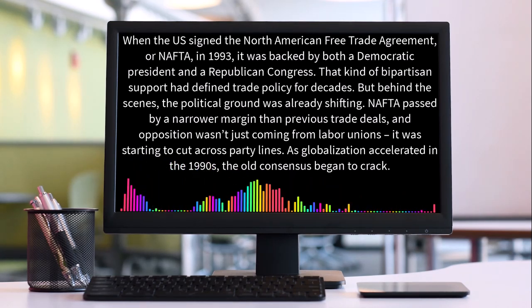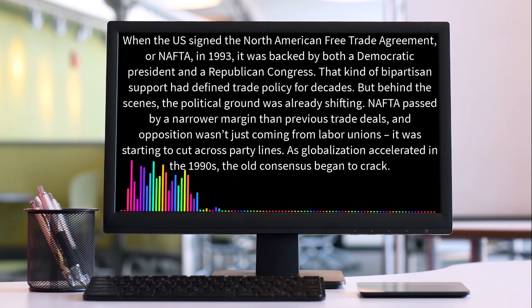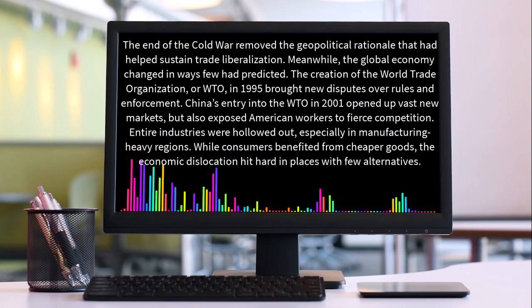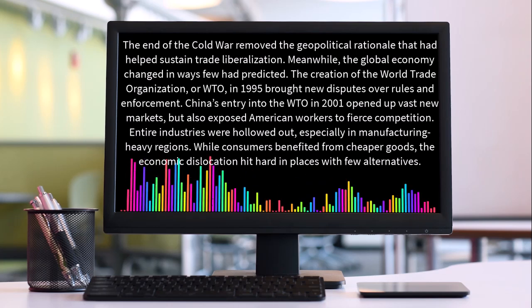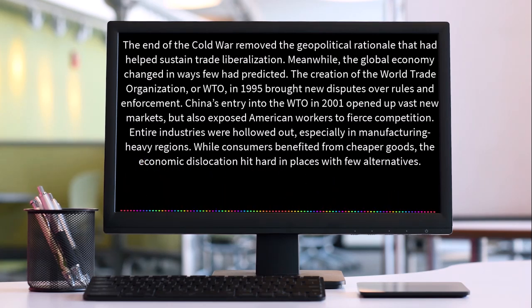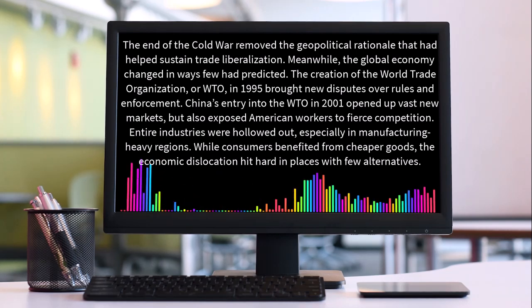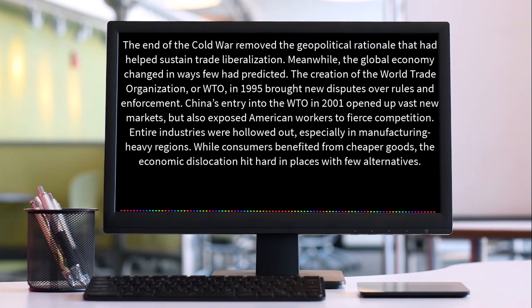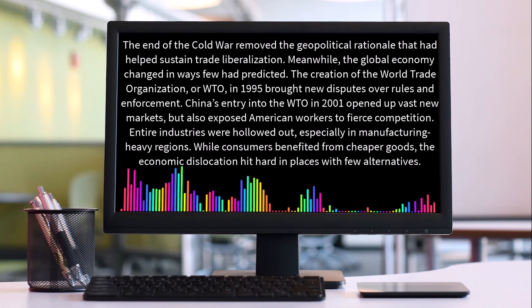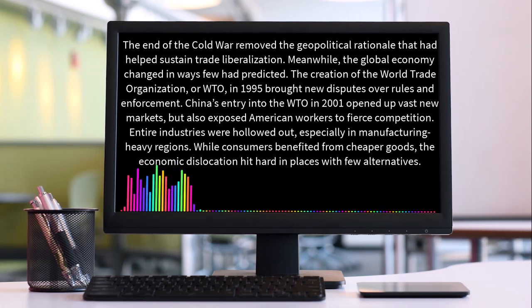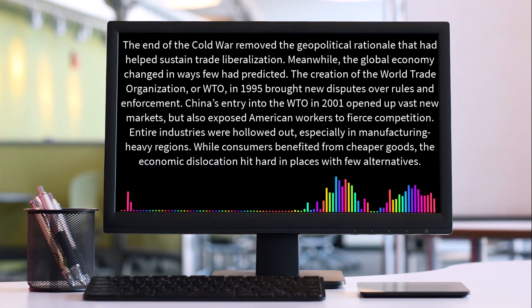As globalization accelerated in the 1990s, the old consensus began to crack. The end of the Cold War removed the geopolitical rationale that had helped sustain trade liberalization. Meanwhile, the global economy changed in ways few had predicted. The creation of the World Trade Organization, or WTO, in 1995 brought new disputes over rules and enforcement. China's entry into the WTO in 2001 opened up vast new markets, but also exposed American workers to fierce competition.